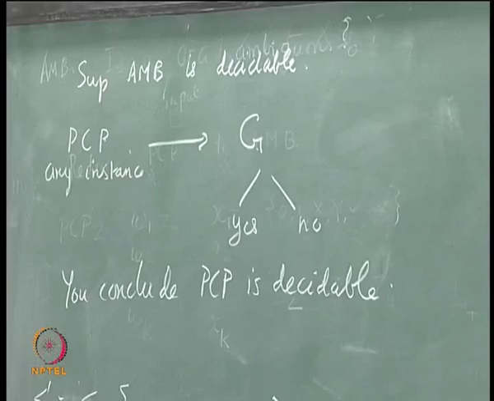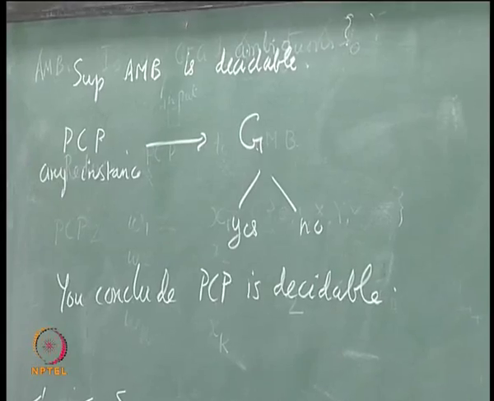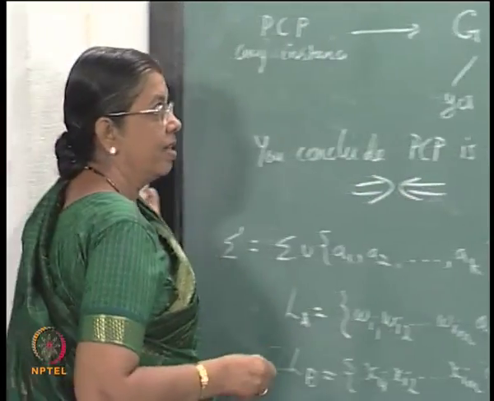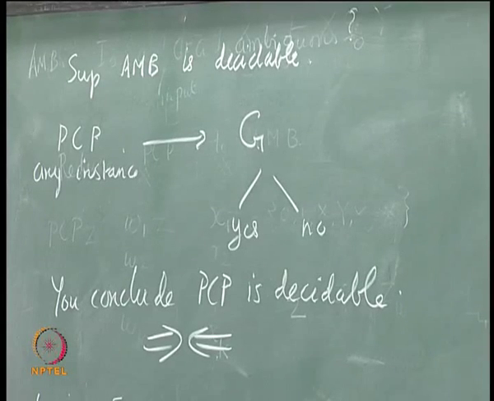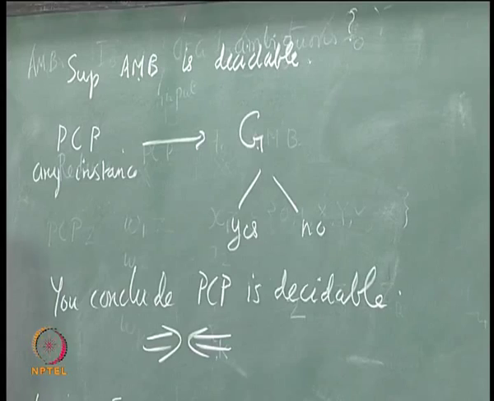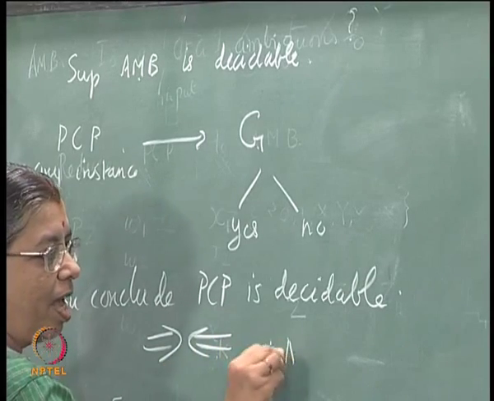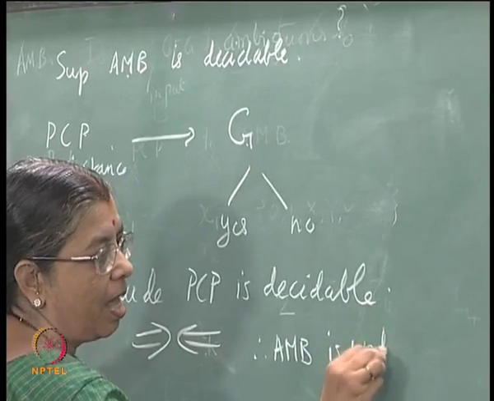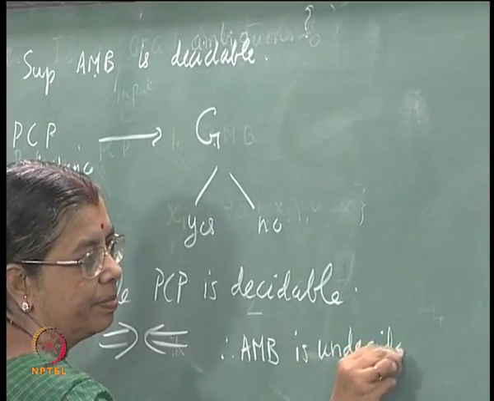But that is not correct. PCP is not decidable. We have already proved that. So, it is a contradiction. And the contradiction is because of the assumption that ambiguity is decidable. So, therefore, the ambiguity problem is undecidable.